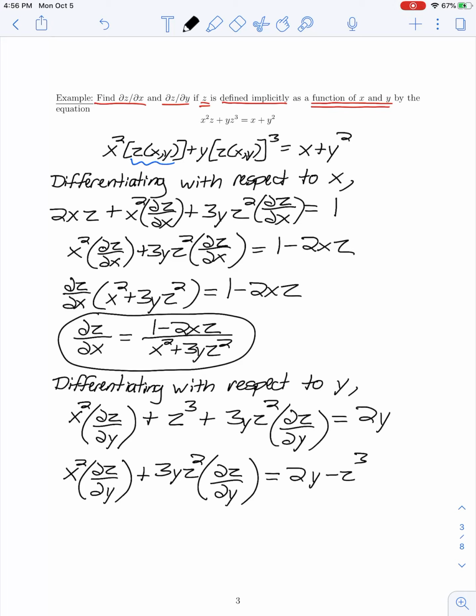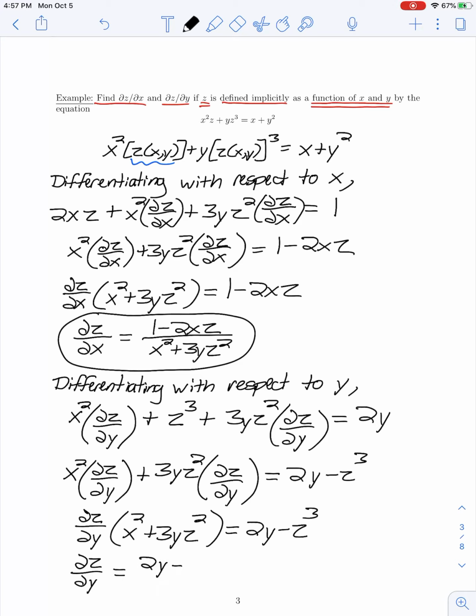So the z cubed term I move to the other side of the equation since it doesn't involve that partial derivative. So now from the left-hand side, I can factor out the partial derivative of z with respect to y, and I'm left with x squared plus 3yz squared. It's equal to 2y minus z cubed. So solving for the partial derivative of z with respect to y, we have 2y minus z cubed over x squared plus 3yz squared.